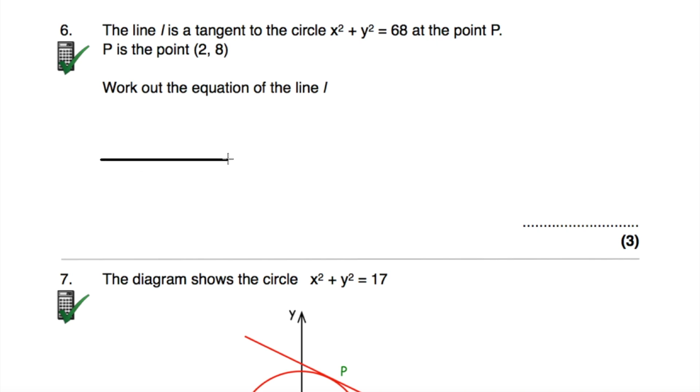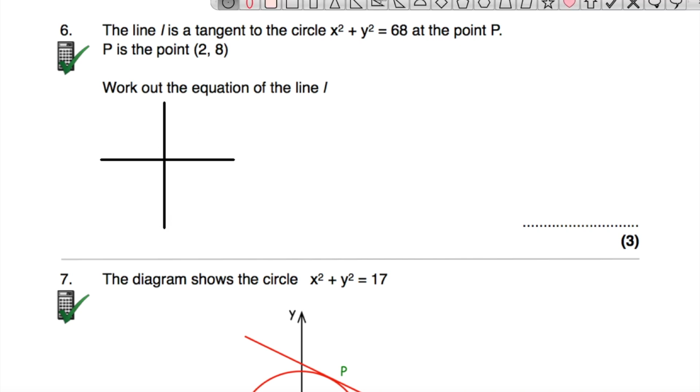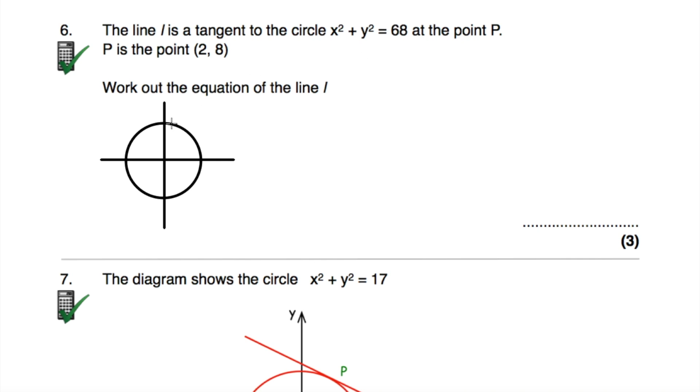So here we've got our x-axis, we've got our y-axis, we've got a circle, and then we've got a tangent at the point (2, 8). So (2, 8) will be up here somewhere, so the tangent would look something like that. Okay, so there's our little sketch. We've got our x-axis, our y-axis, we've got the tangent, that's the point P there, which is the point (2, 8), and we've been asked to find the equation of that tangent.